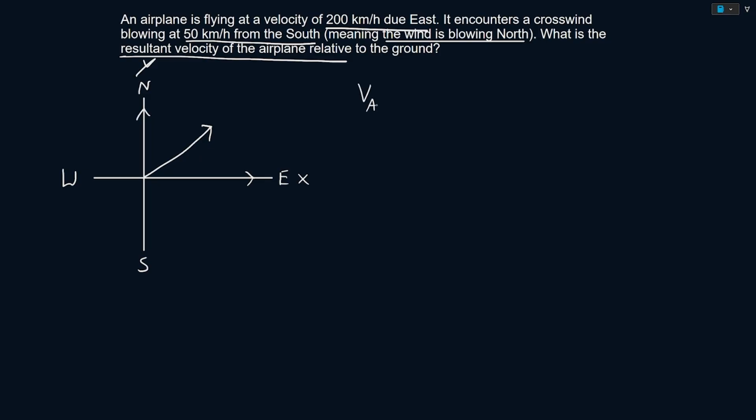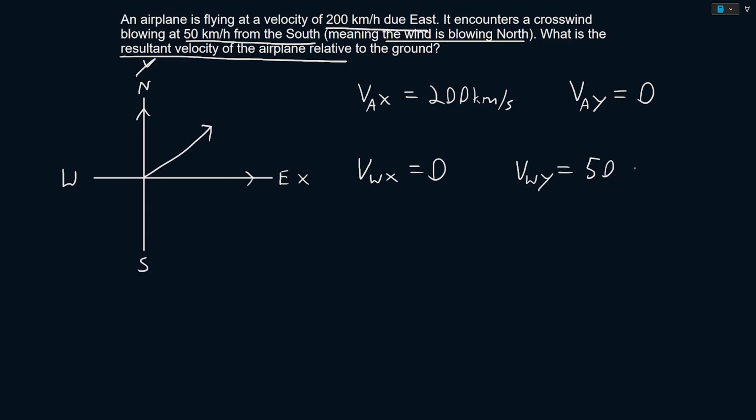The x velocity of the airplane is equal to the magnitude of its velocity, 200 kilometers an hour, as it is going directly along the x-axis. The y velocity of the airplane is equal to 0, as it has no movement in the y-axis. The x component of the wind's velocity is equal to 0, as it does not move in the x direction, while the y component of the wind's velocity is equal to 50 kilometers an hour.